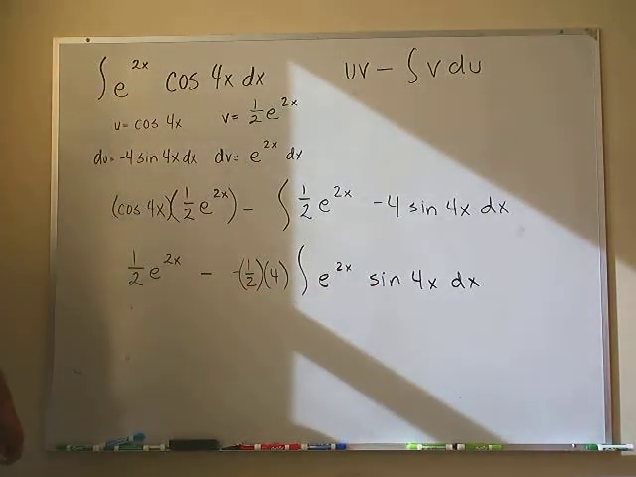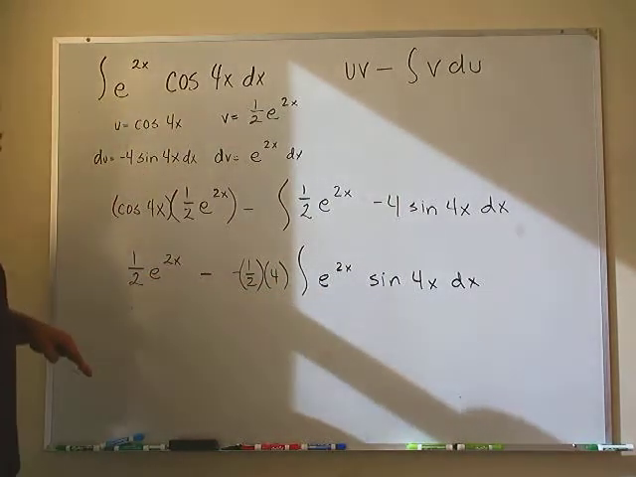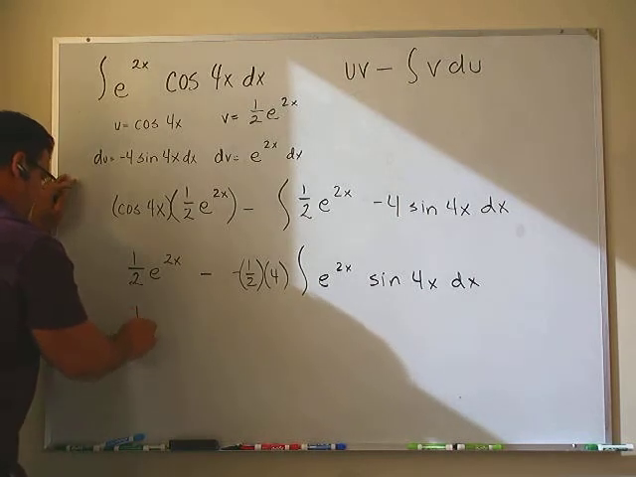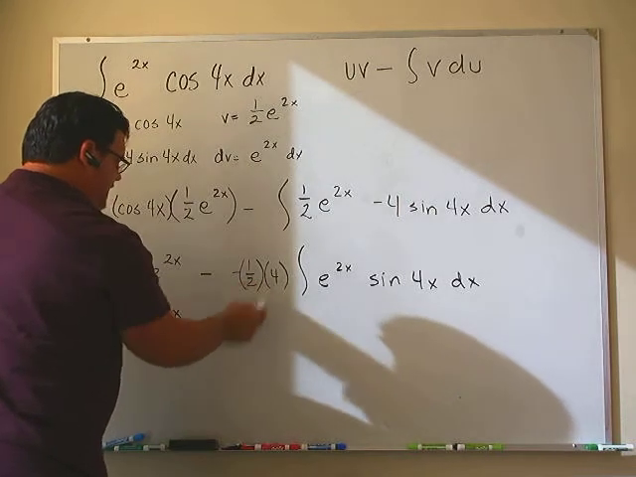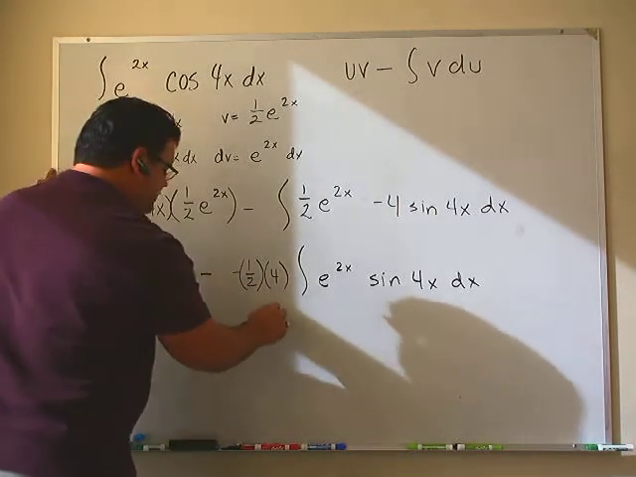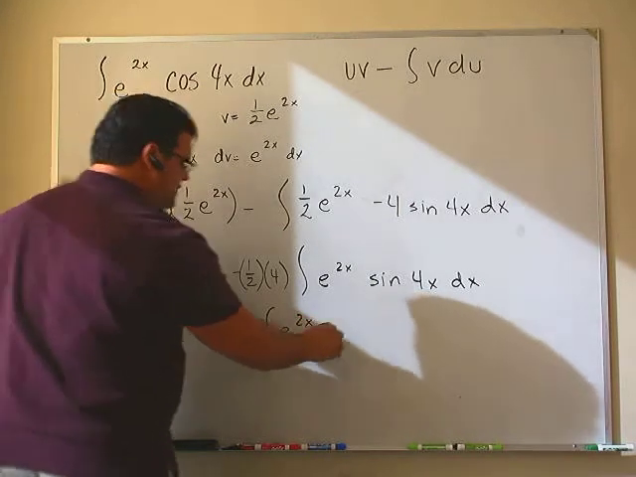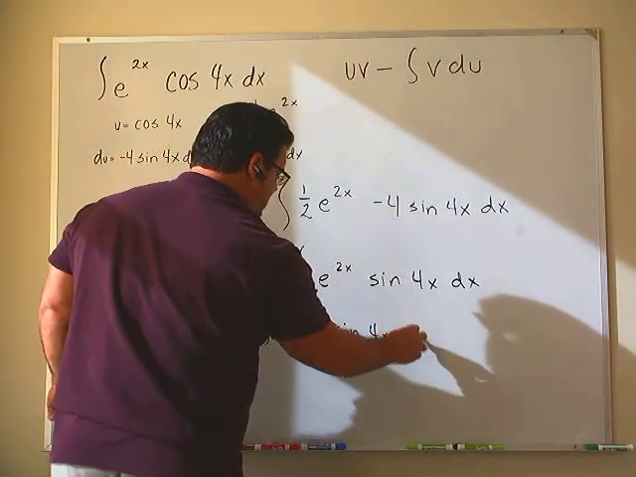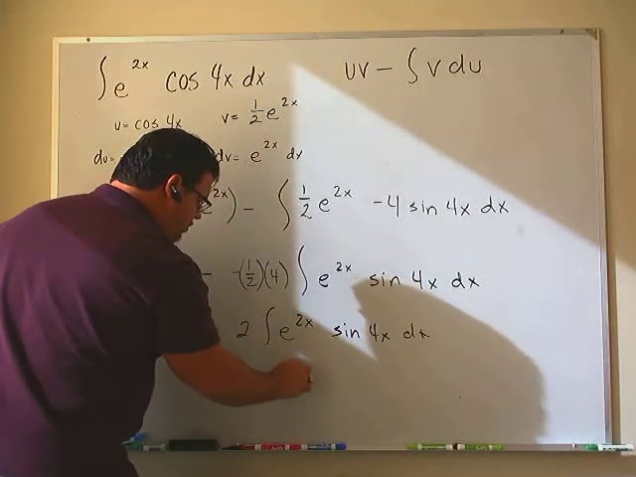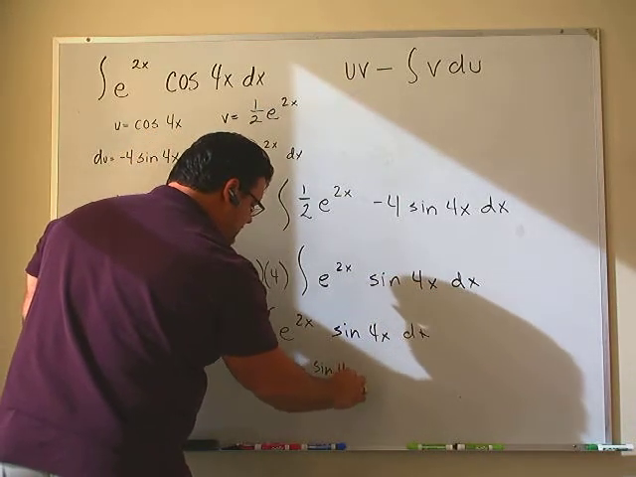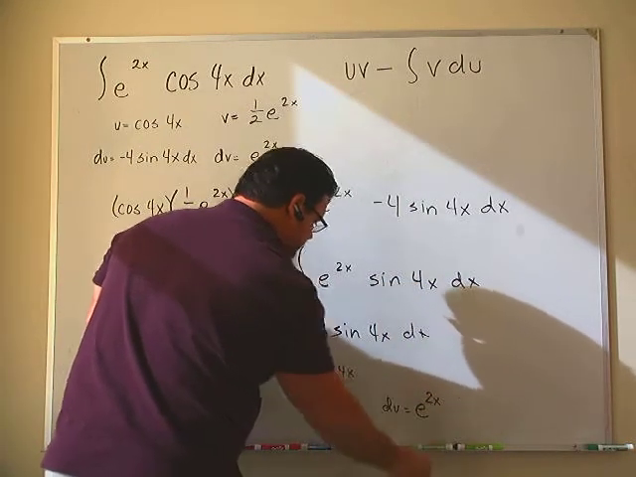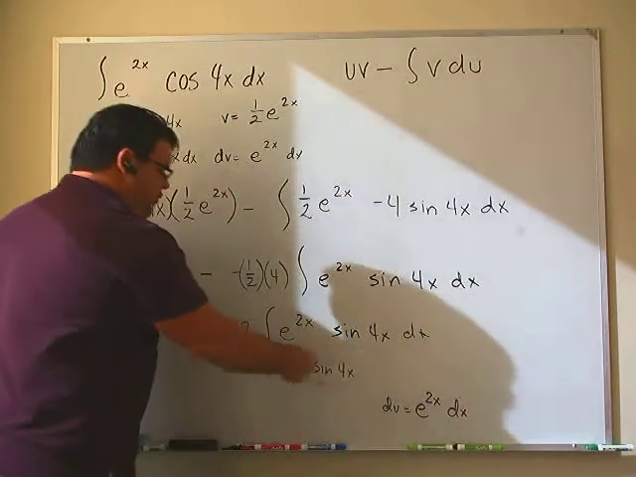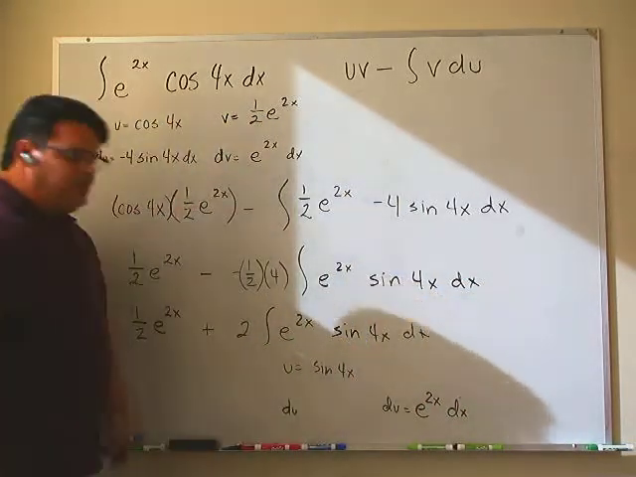Now, we still have a multiplication over here, so we're still going to have to do a uv minus v du, or ultraviolet minus voodoo. We'll have to do that here also. So just rewrite everything. 1/2 e to the 2x plus 4 divided by 2 is 2. Antiderivative of e to the 2x sine 4x dx. We're going to make u equal to sine 4x. We're going to make dv equal to e to the 2x dx.